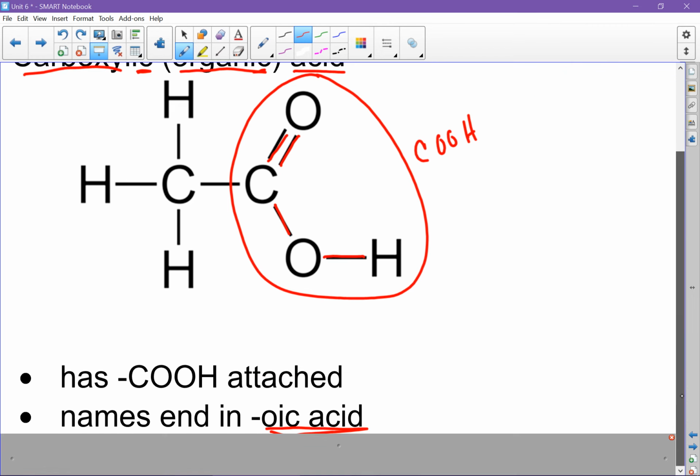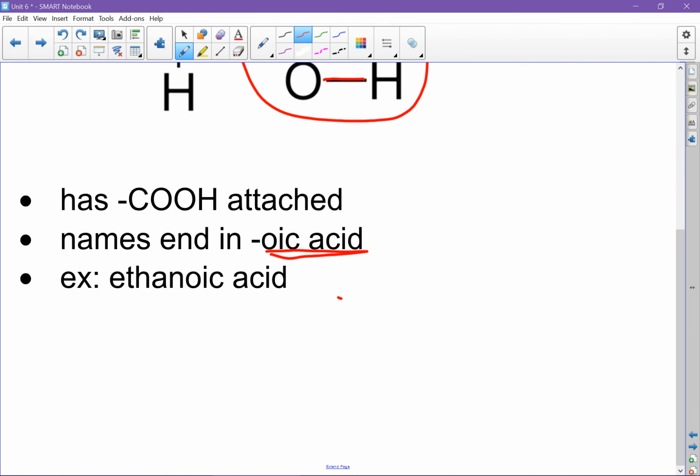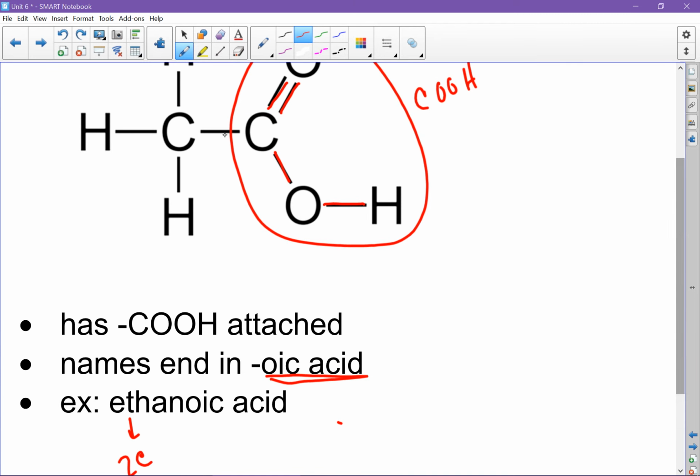Okay? If we look at the example that we have, this is ethanoic acid. Eth means that it has 2 carbons. Right? There's 2 carbons in my picture up here. And I added this -oic acid because the whole thing contains a COOH group.